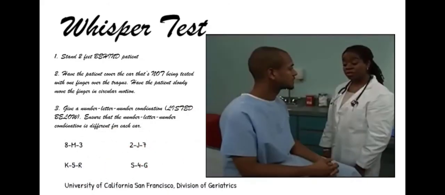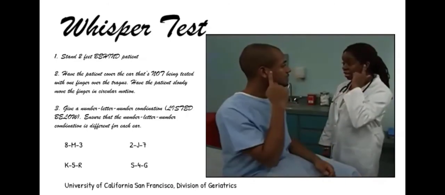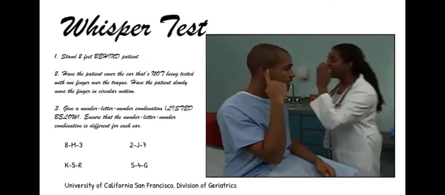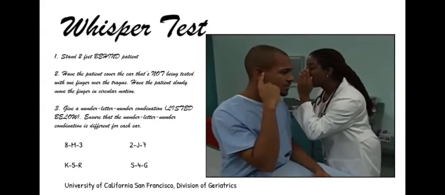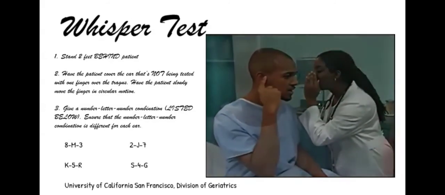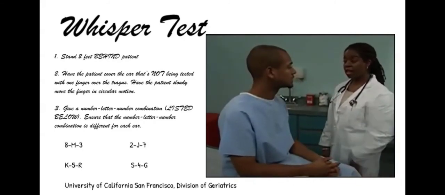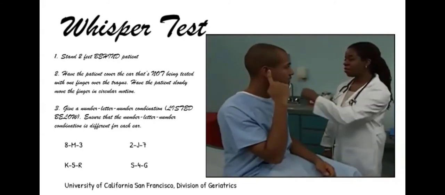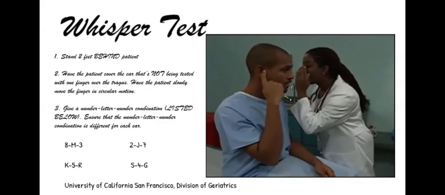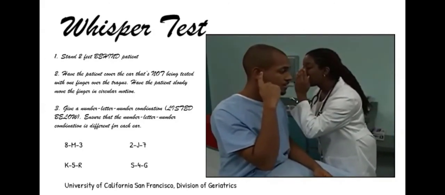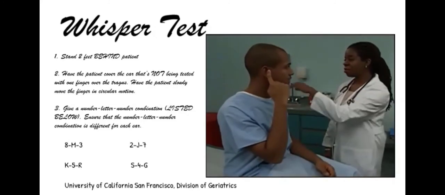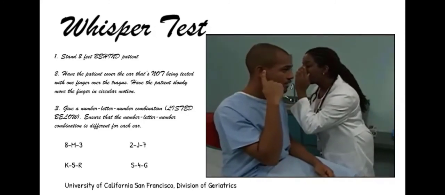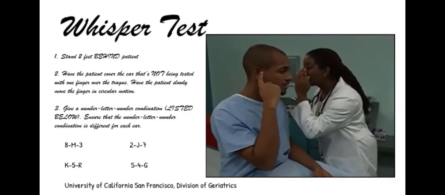Next, have the patient cover the ear that's not being tested with one finger over the tragus. Have the patient slowly move the finger in a circular motion over their tragus. Take a deep breath and exhale fully before whispering the number and letter combination. Give a number, letter, number as listed below. Ensure that the number, letter, number combination is different for each ear.